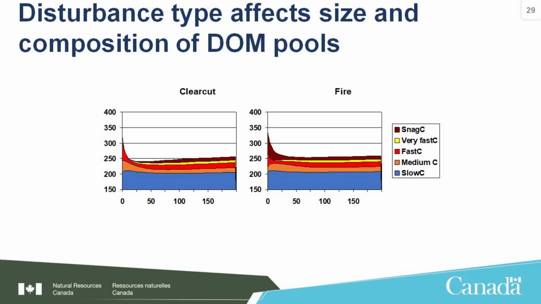You can see this legacy in the DOM pool comparisons between identical stands, one that was clear-cut and one that was burned in a wildfire. In the clear-cut results, the median pool is overall lower than that of fire, and you have no snags after the clear-cut because they've all been removed from the ecosystem to the forest product sector. Whereas with the wildfire, initially there's a huge amount of carbon and snags which over time begin to fall over and contribute to the median pool. So there's a long legacy, often decades, from the time of disturbance that influences the carbon balance today.